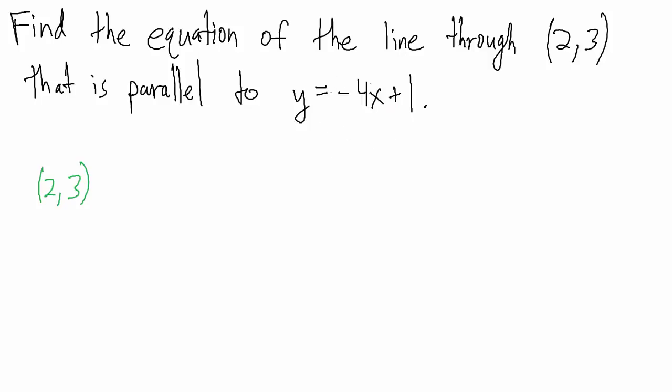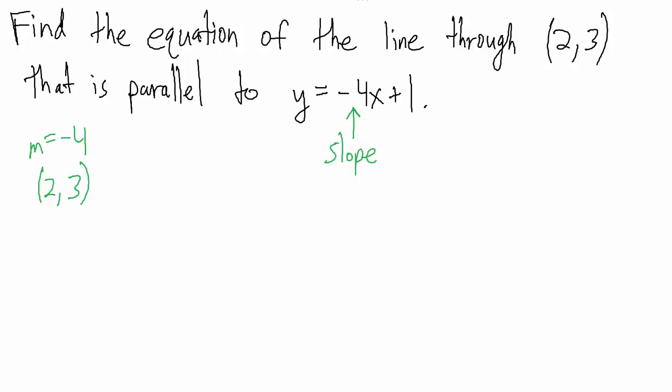So how do we find the slope of this line? Well, notice the equation of this line, y equals negative 4x plus 1, is already in slope-intercept form, where negative 4 is the slope and positive 1 is the y-intercept, but that doesn't really matter for this problem. So the slope is negative 4, and the line we want is parallel to this line. Therefore, the line we want also has slope, let's call it m, equals negative 4. So for the line we want, the slope is negative 4, and it goes through the point (2, 3).